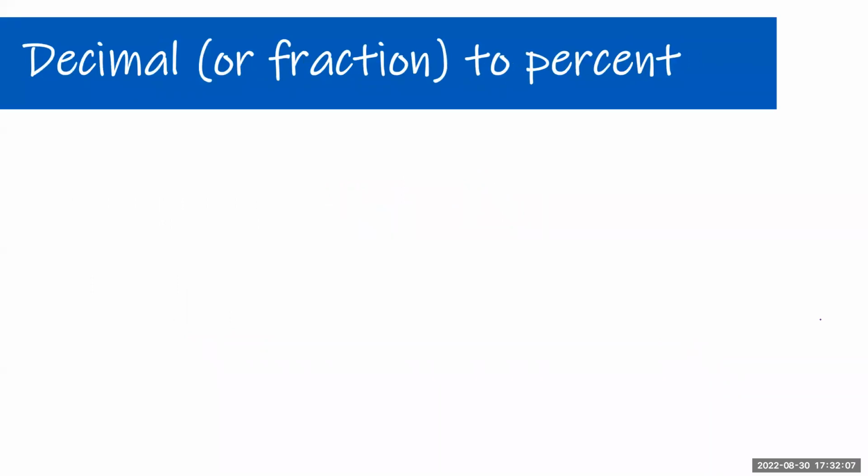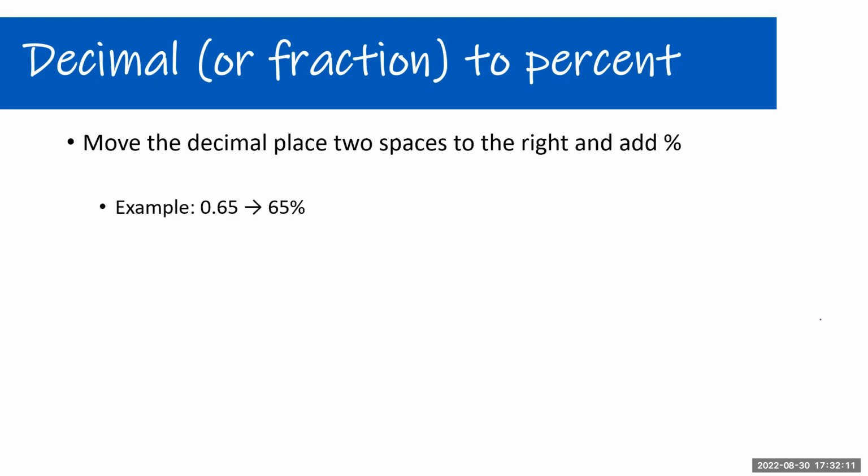Now, if you're given a decimal or you're given a fraction, you can easily convert that to percent as well. Now, if we're wanting to go into percent, we need to move the decimal place to the right. So we're going to go the other way. When we have 0.65, we're going to move that decimal 2 places over here to get 65%.